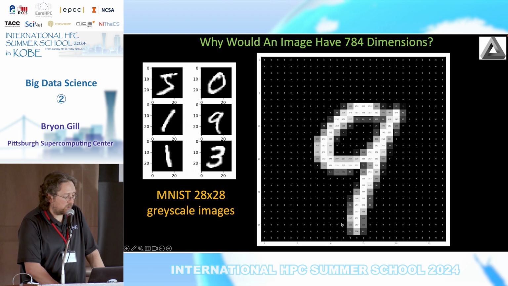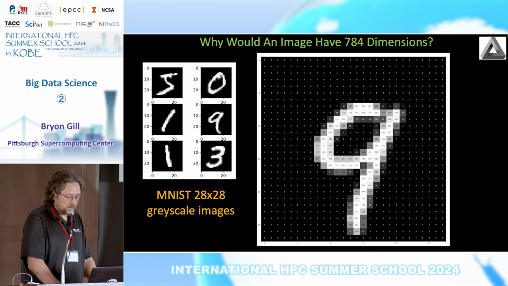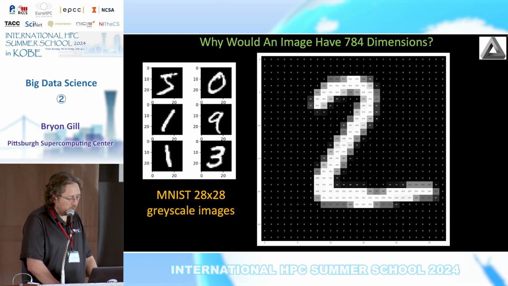So, if we're looking for clustering, we'd say these are really close to each other. They're probably the same number, right? Intuitively, we can say that, but how do we convince a computer that that is true? So here's another example, a 2.